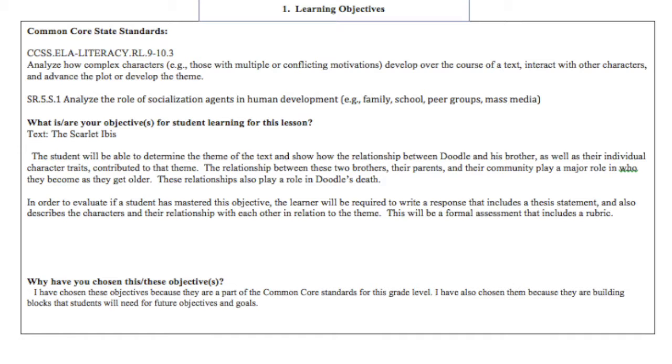This will be a formal assessment, and the students will be given a rubric so they know exactly what's expected of them. The reason I have chosen these objectives is because they are part of the Common Core standards for this grade level. The students need to be able to develop a theme and write a response. Also, I've chosen them because they are building blocks that they will need for future objectives and goals.